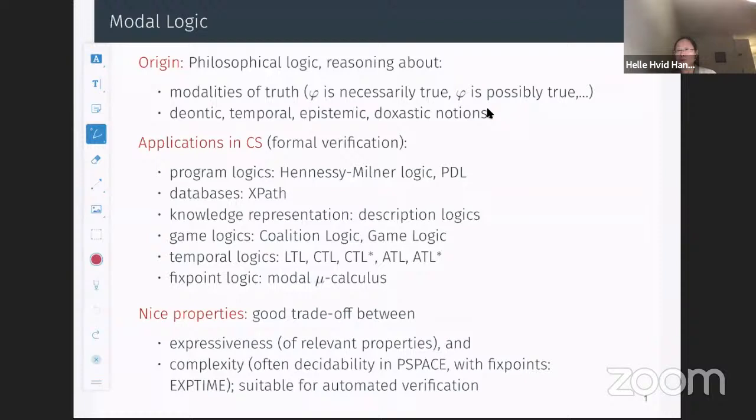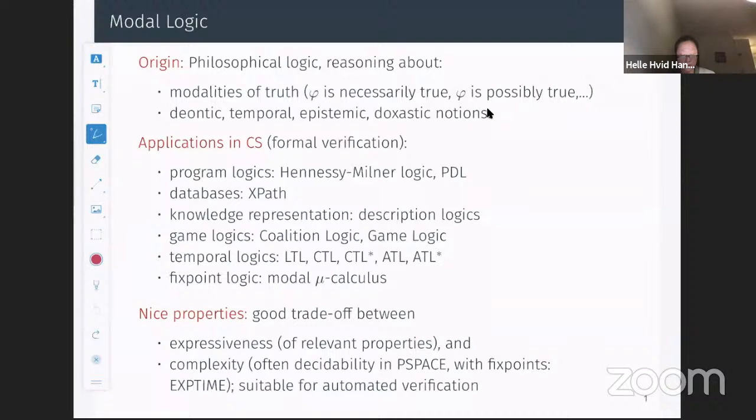It's mainly to give you an impression of the scope and variety of modal logics that are being used in computer science. The main reason why they have become so popular is that they have a good trade-off between their expressive power, the ability to express what we think of as relevant properties for the purpose of verifying software, and their complexity. Often the decision problems are decidable, so many modal logics are decidable in PSPACE. Or if you add fixed points, you need to go a bit higher and you will end up in exponential time.